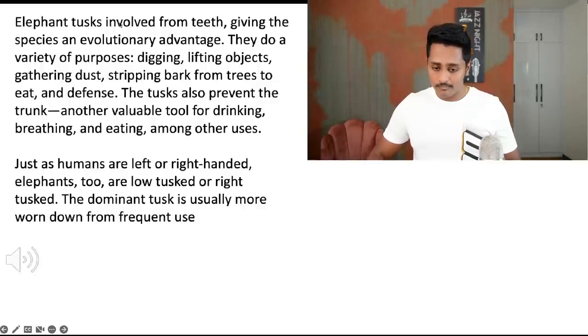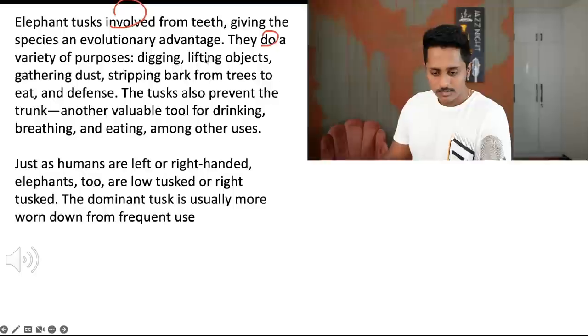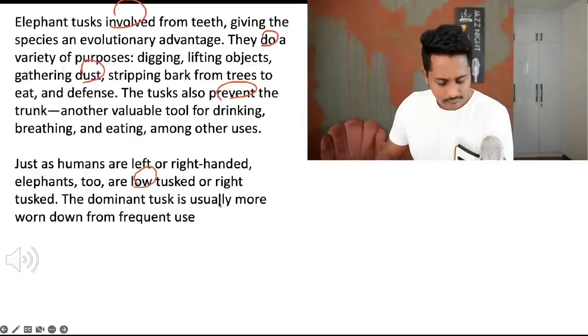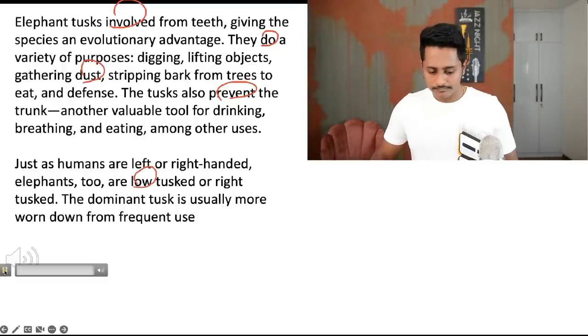Elephant tusks evolved from teeth, giving the species an evolutionary advantage. They serve a variety of purposes: digging, lifting objects, gathering food, stripping bark from trees to eat, and defense. The tusks also protect the trunk, another valuable tool for drinking, breathing, and eating, among other uses. Just as humans are left or right-handed, elephants, too, are left-tusked or right-tusked. The dominant tusk is usually more worn down from frequent use.